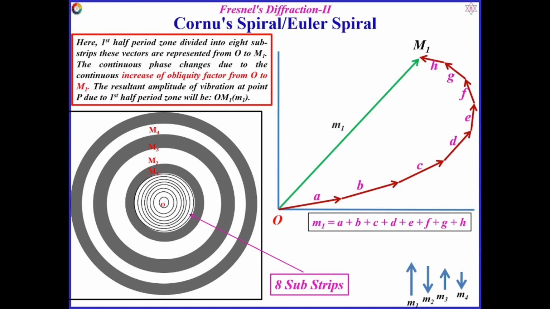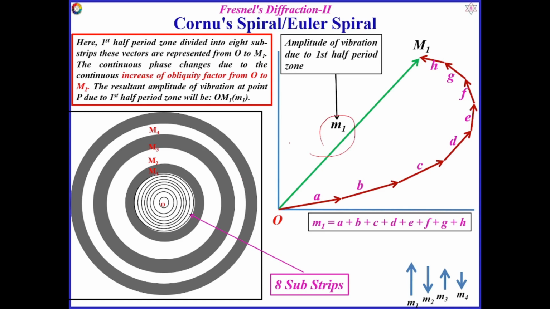Now here this vector is the resultant vector. If I close it, we know the vector addition of a polygon, so this will be the resultant vector of this polygon. The value is your M1, and this M1 is nothing but the amplitude of vibration due to the first half period zone. Likewise, for the second half period zone, if we consider a large number of strips, here we consider 1, 2, 3, 4, 5, suppose 5 strips. The second half period zone is considered as 5 strips.